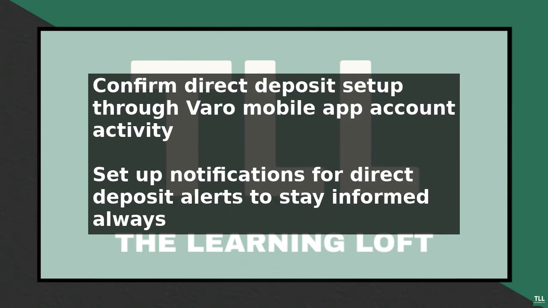To confirm that your direct deposit has been set up correctly, you can log into your Varo mobile app and check your account activity. You can also set up notifications to alert you when a direct deposit has been made to your account. By following these steps, you can easily set up direct deposit to your Varo checking account and start enjoying the benefits of convenient and secure payments.